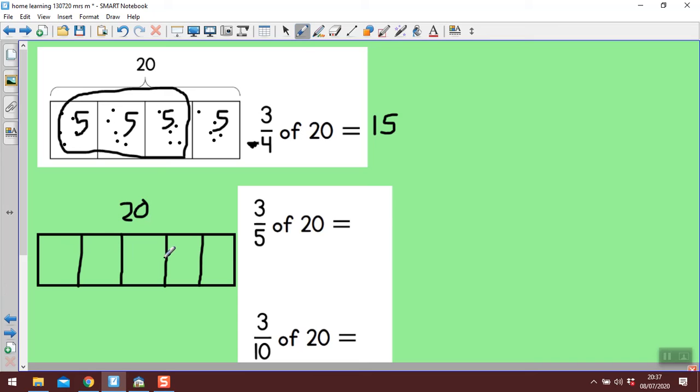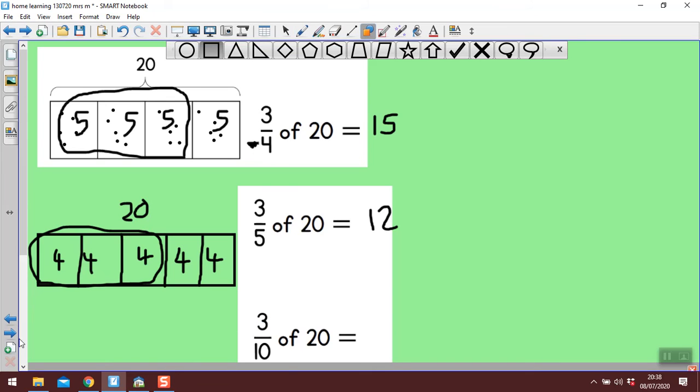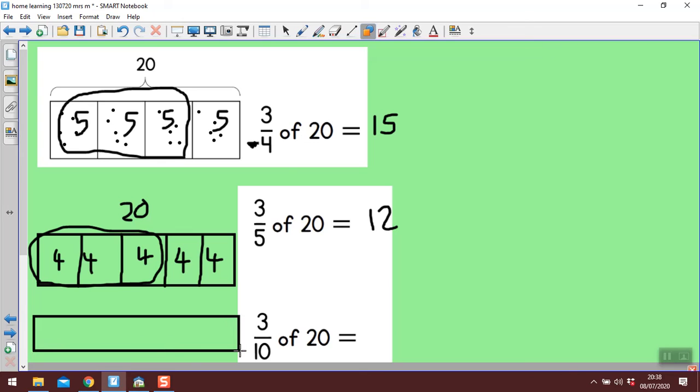If I counted in 5s, I would say 5, 10, 15, 20. There's 4 5s in 20. So that's 4, that's 4, that's 4, that's 4, and that's 4, because they've all got to be equal. So 1/5 is 4, 2/5 are 8, 3/5 of 20 is 12. And then if I had to find 3/10 of 20, I would have my bar model and split that bar into 10 equal sections.